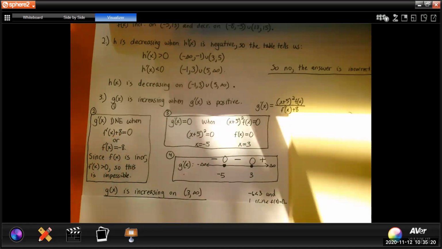What I did was I determined first when g prime of x won't exist. So g prime of x won't exist when the denominator, f prime of x plus 8 equals 0, which is equivalent to saying f prime of x equals negative 8.